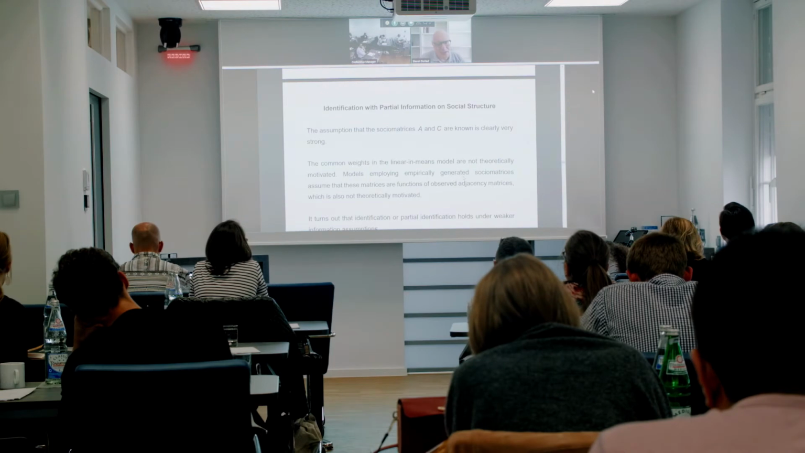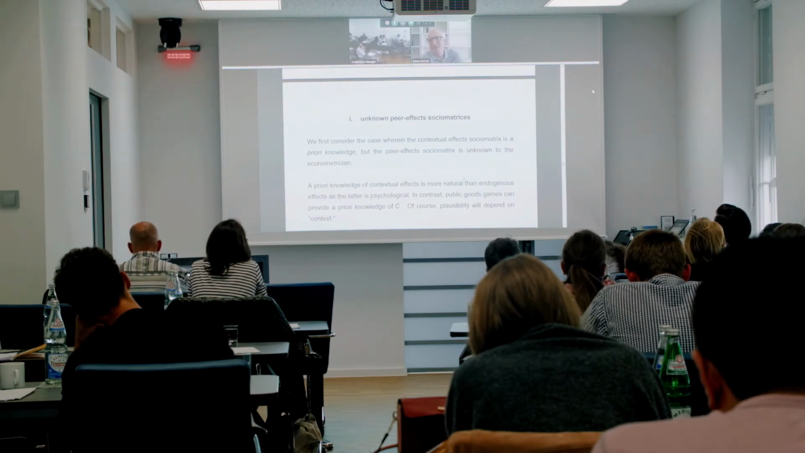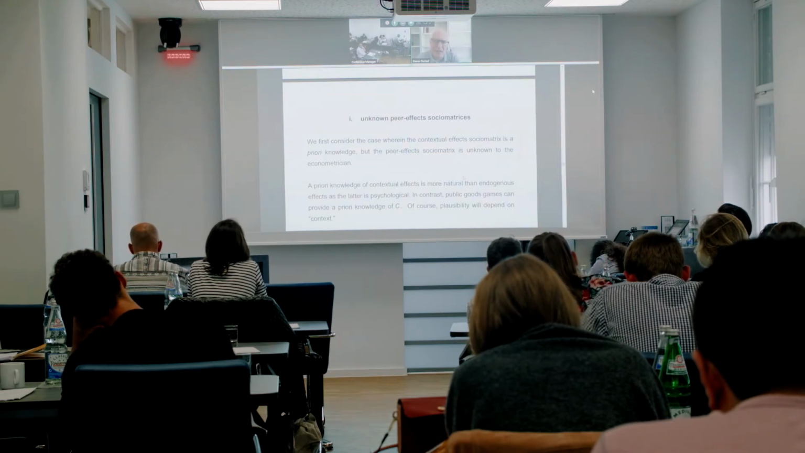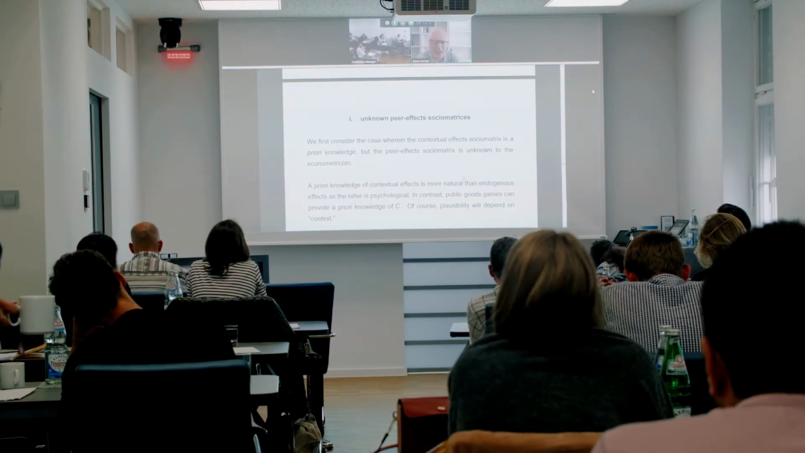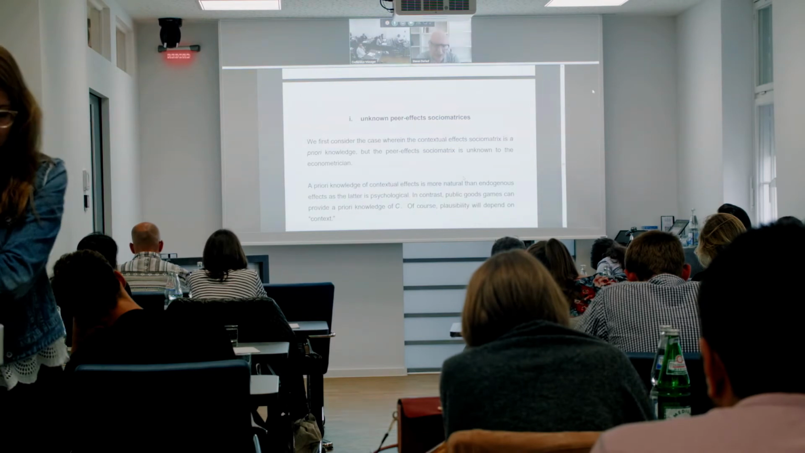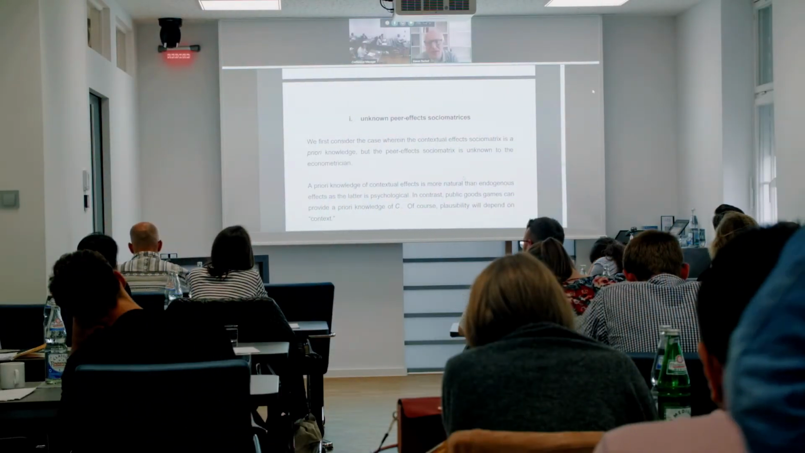And so what we do in the paper then is we consider two cases of partial information and consider identity. So let me just talk through the two cases. So here's a possibility. It might be that there are certain contexts where I know the socio matrix C, but I don't know the socio matrix A.